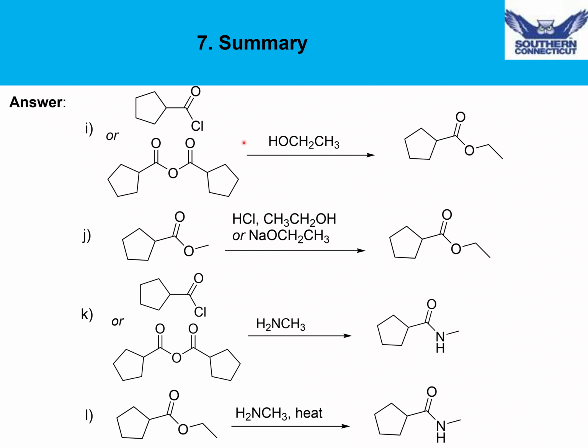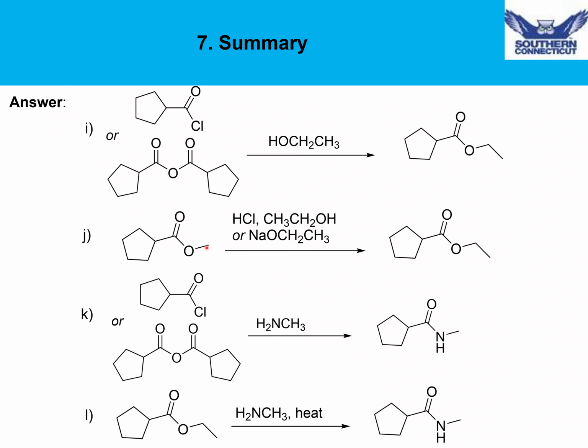If we add ethanol to an acid chloride, we should get an ethoxy ester, as shown in this reaction. The same reaction would occur if we add ethanol to an anhydride. Adding HCl and an alcohol to an ester should lead to a transesterification reaction, so the methoxy group will be replaced by an ethoxy group. The conjugate base of the alcohol that we want to add can also be added to an ester to do a transesterification reaction as well.